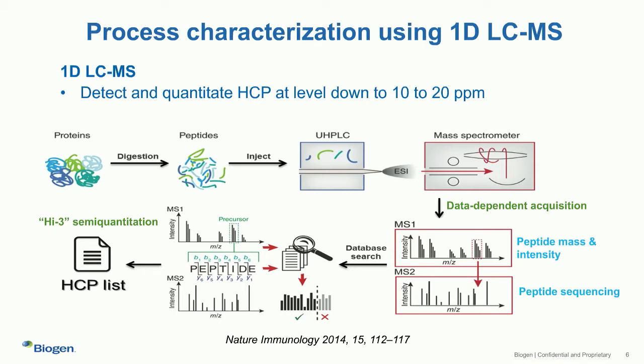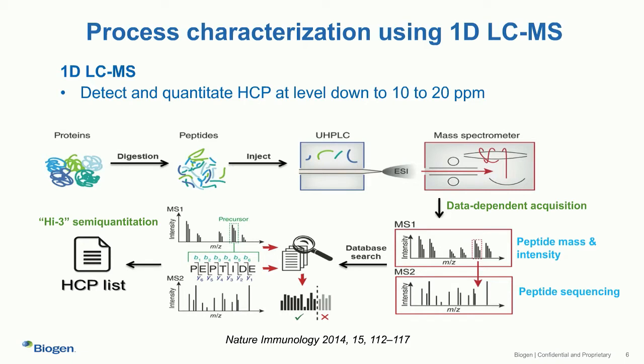Now I will talk about the application of 1D LC-MS to facilitate the downstream process development by characterization of the host cell proteins using 1D LC-MS. 1D LC-MS is generally considered to be a high throughput method. It can detect and quantitate host cell protein at levels down to 10 to 20 ppm, so that fits very well for the downstream characterization.